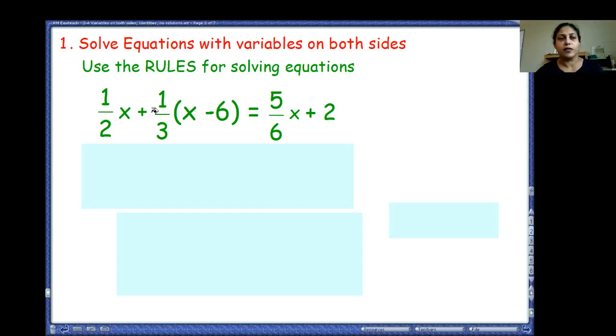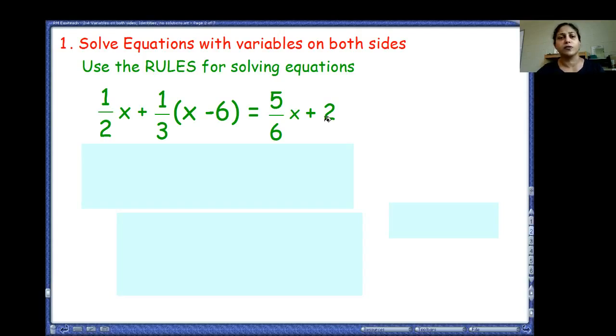So let's look at this equation. In this equation, there are how many terms? There are 4 terms. You have the half x, there's a plus, and this one is 1/3 times x minus 6. So this entire thing is your second term. 5/6 x is your third term, and then we have a plus 2 as the constant. So you need to remove fractions, decimals, and parentheses.